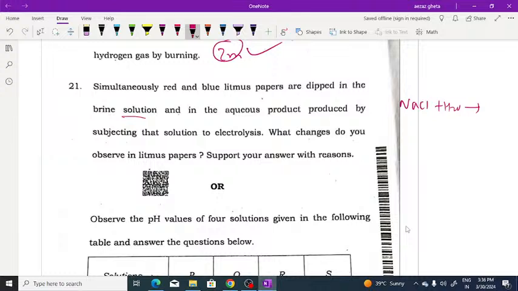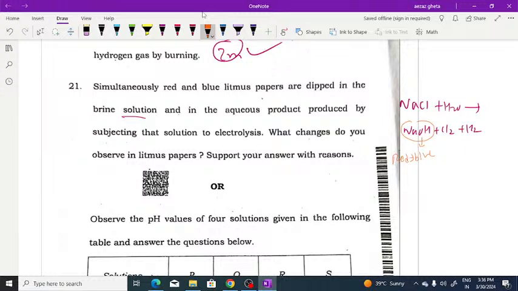And the aqueous product is produced by subjecting that solution to electrolysis. What changes do you observe in litmus paper? Support your answer with reason. When current is passed, we get NaOH plus Cl2 plus H2, right? So when I dip the litmus paper now, red litmus paper will change to blue, and blue litmus paper will remain blue only. Red litmus paper will change to blue because sodium hydroxide is a basic solution.